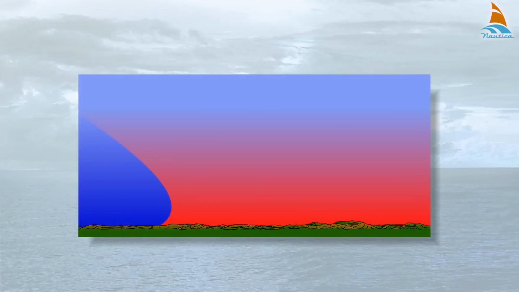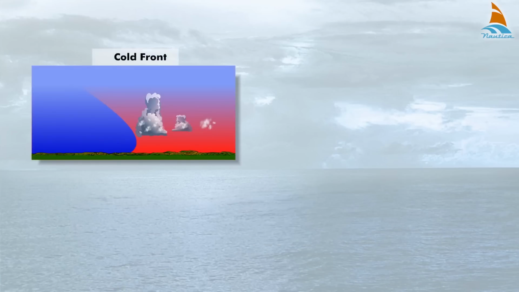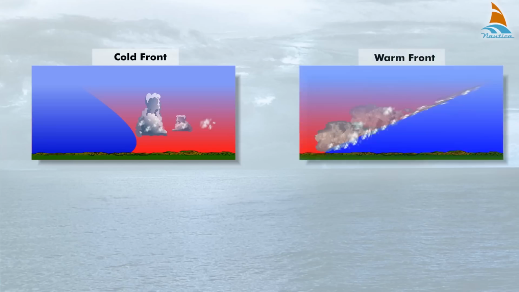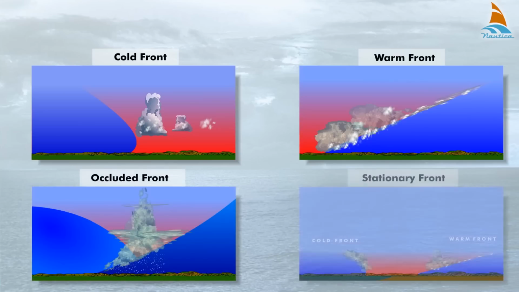When 2 air masses with different temperatures meet, they normally develop a sharp boundary between them. The boundary area where the temperature difference becomes intensified is called a front. The classification of weather fronts are as follows: cold front, warm front, occluded front, and stationary front.